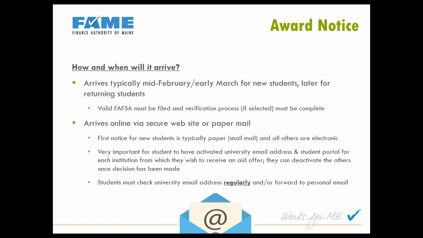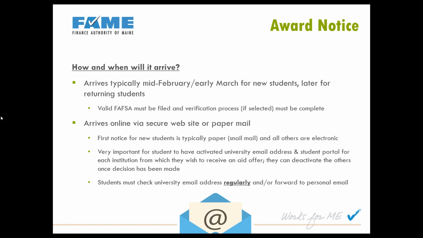So how and when will it arrive? Usually mid-February, early March for new students, later in the spring for returning students. Again, that's assuming the FAFSA is received on time and they've done all their admissions applications. First-time students usually receive a paper award letter through snail mail, and then all others are electronic moving forward. Students should be sure to activate their university email address and student portal. Even first-time students who receive paper award letters will have action to take online in the school's portal. So if the student plans to receive award letters from multiple schools, they should activate the student email and portal for all of their schools.